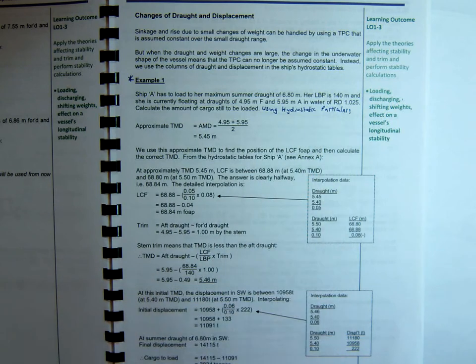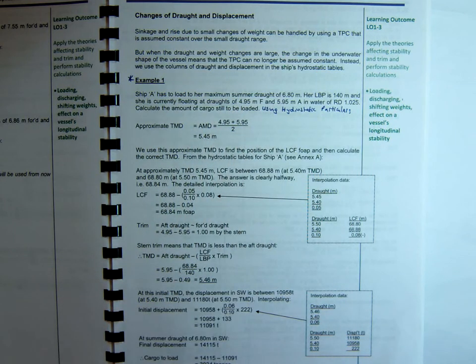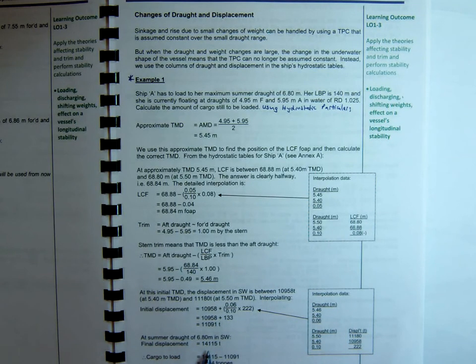Well, we're in salt water, so when we use our tables, we're just going to use the saltwater value. Summer draft is 6.8, so we know that at the summer draft 6.8 in salt water, our displacement finally is going to be 14,115. So we simply went into the tables and we got the value of 14,115. So let's see how we find our initial displacement, and then we could subtract that from the final displacement, and that's the cargo to load.